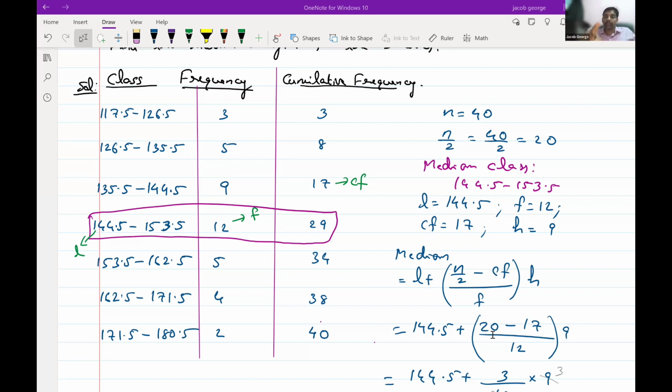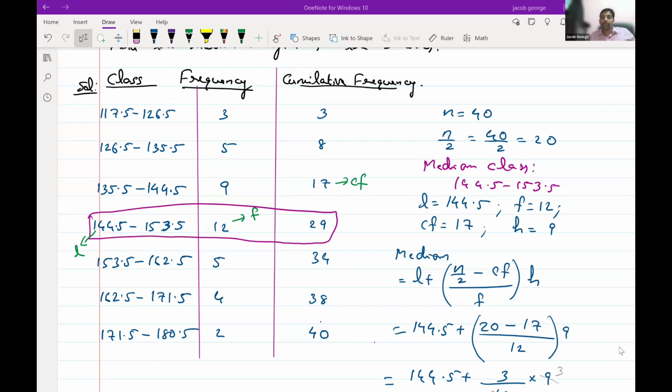Then look at the third column. Cumulative frequency just greater than and nearest to N by 2. Just greater than and nearest to 20. That is 29. Okay, good. That row you will highlight, and that particular class will be the median class. So the median class is 144.5 to 153.5. Clear? Median class is okay.